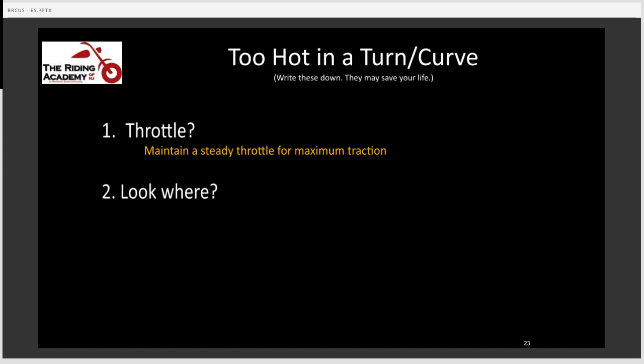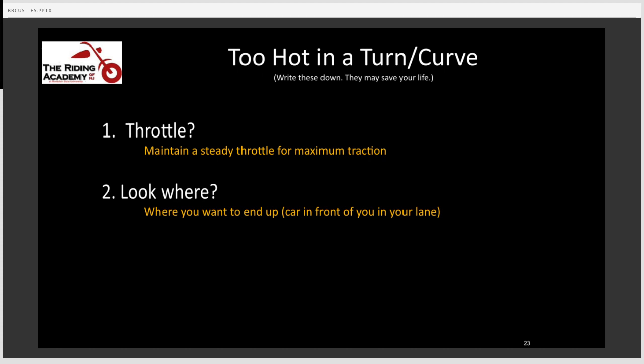Where do you want to look? Well, a lot of times you get target fixation, you panic, the fight or flight mechanism kicks in, and you stare at that car. Pupils dilate. And what's going to happen if you're target fixating the car? Well, you're going to wind up French kissing the windshield. So what you need to do is get your eyes off of that car and look where you want to end up. A motorcycle kind of goes where you look. So look where you want to end up.